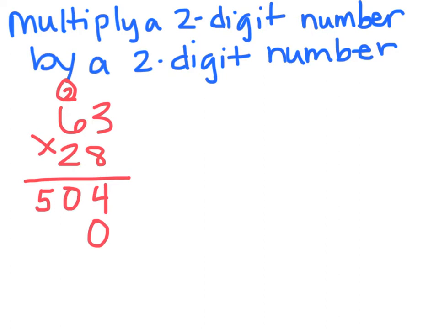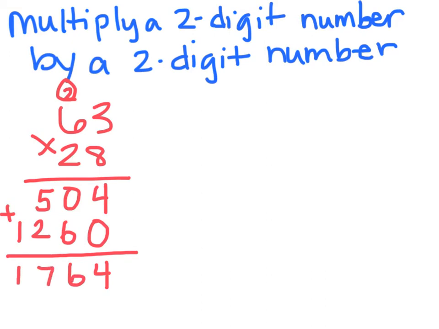So 2 times 3, multiplying our 2 times the 3 in 63 in the ones place gives us 6. Now we take 2 times the 6 in the tens place, and we get an answer of 12, which will be placed in the thousands and the hundreds column. Now we finish this problem by adding these two numbers together to get our final answer. 4 plus 0 is 4, 0 plus 6 is 6, 5 plus 2 is 7, and 0 plus 1 is 1. So our final answer is 1,764.